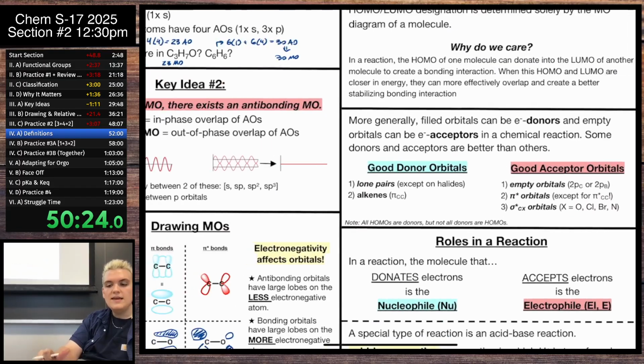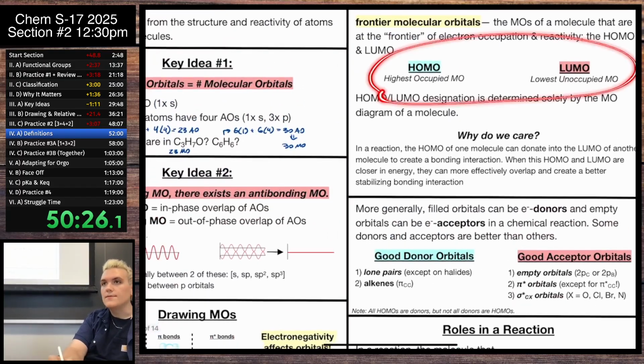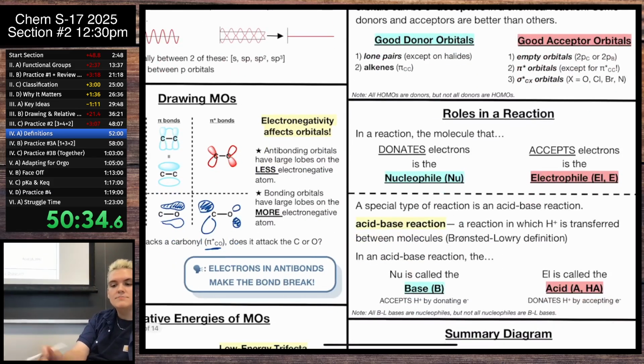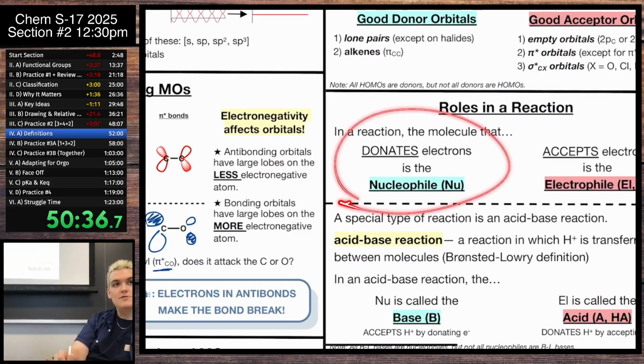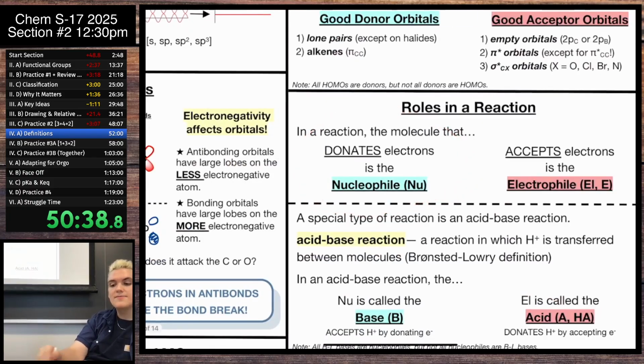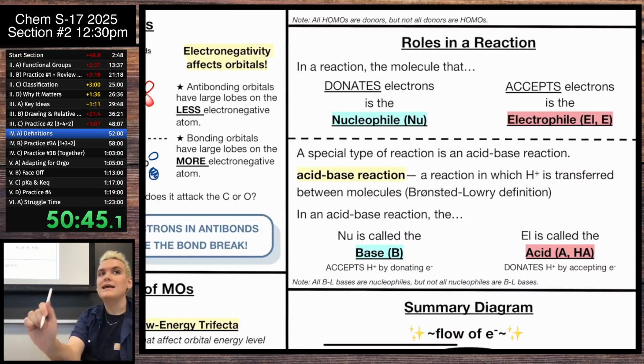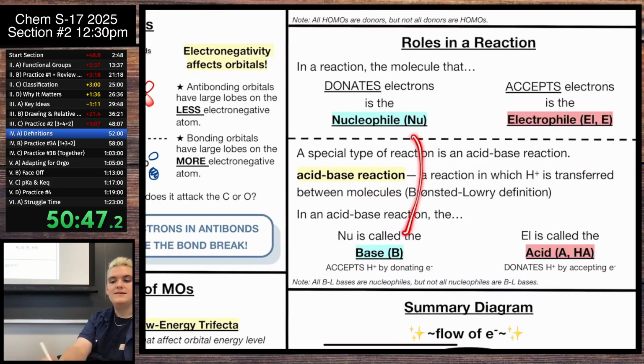This is talking about specific orbitals, the way that orbitals can interact. But if we want terms to describe a whole molecule, we say in a reaction, the molecule that donates electrons is the nucleophile, and the molecule that accepts electrons is the electrophile. And this is the way that I learned it: a special type of nucleophile is a base, and a special type of electrophile is an acid.